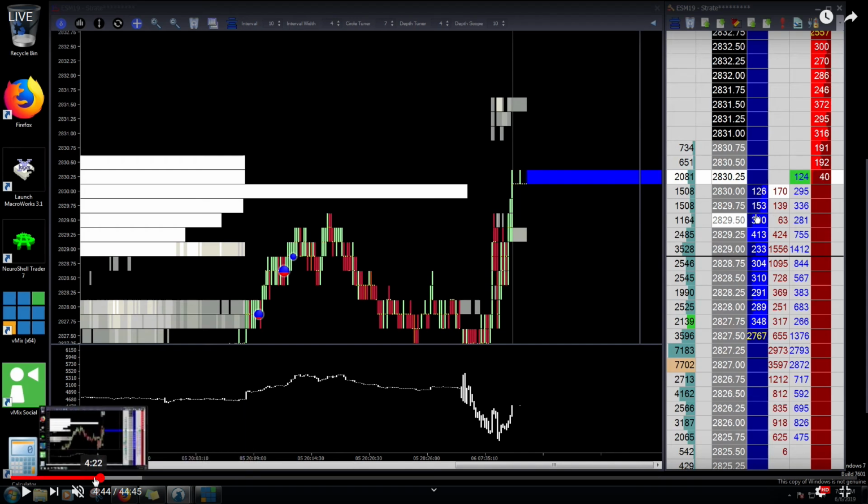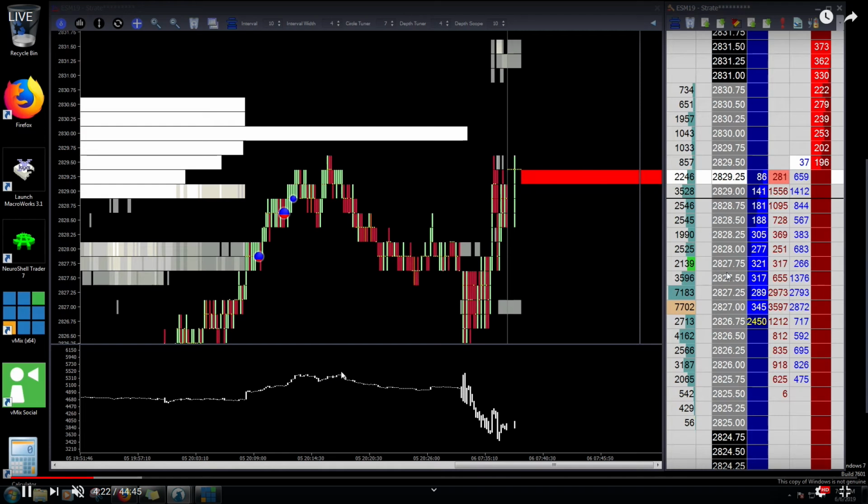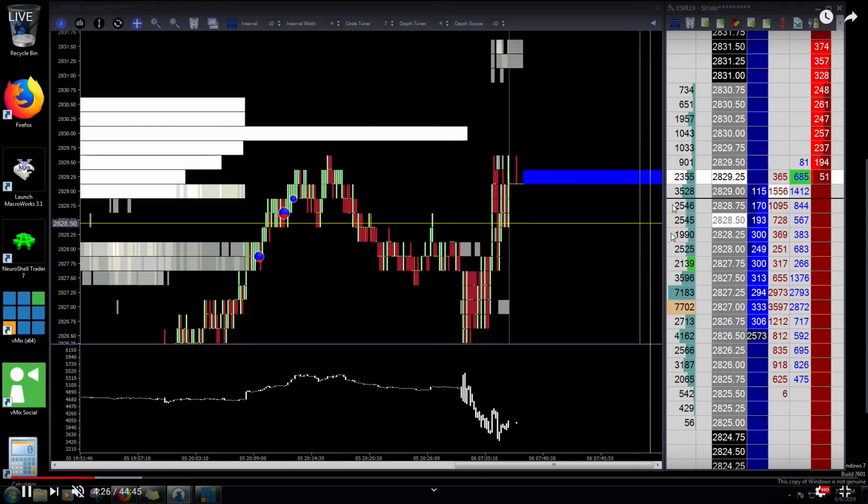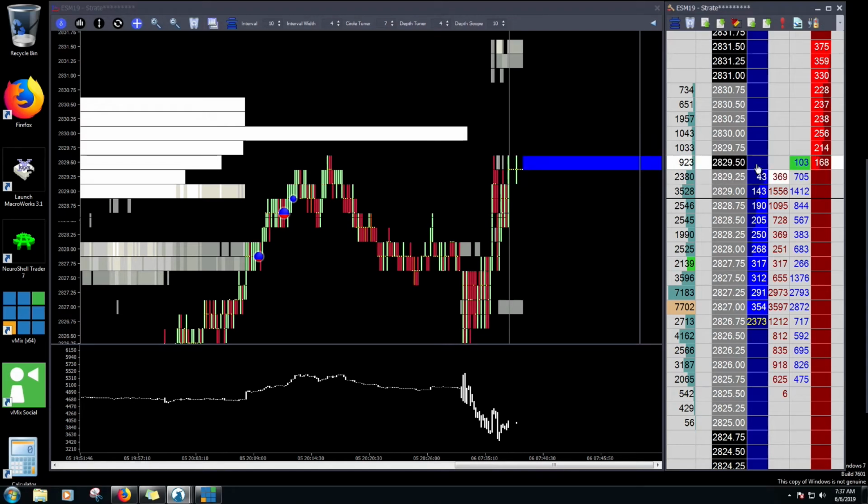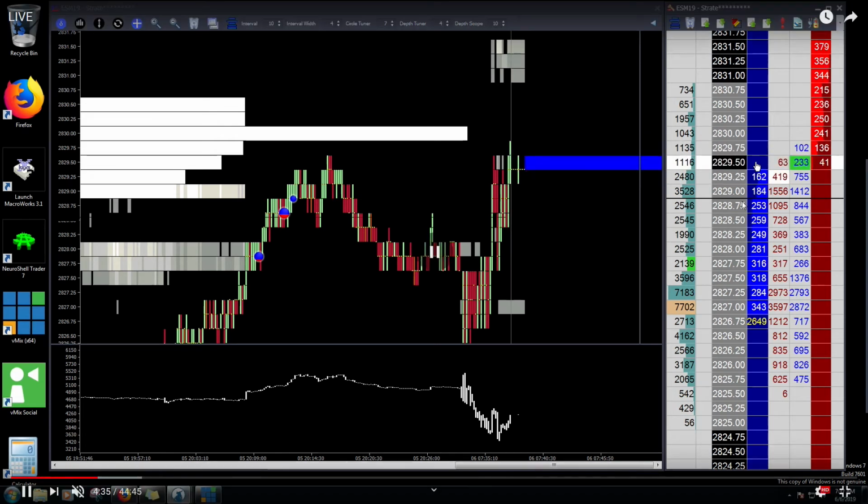Again, it's not quite valid. So I'm looking for a play right here. Looking for a play. Watch that 400 come in.